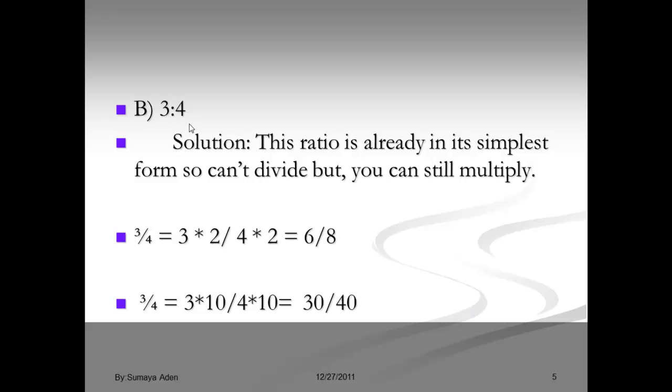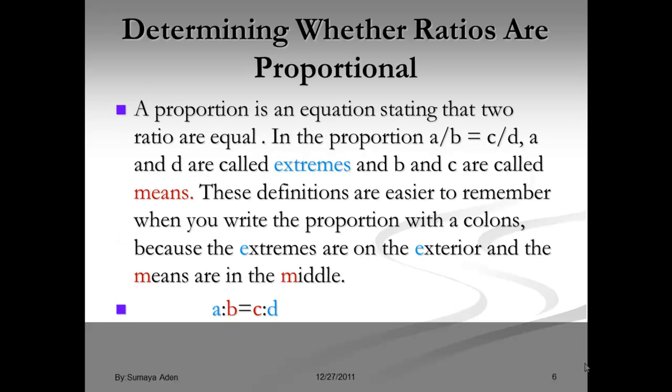B. 3 over 4. Solution. This ratio is already in the simplest form, so you can't divide, but you can still multiply. 3 over 4 equals 3 times 2 over 4 times 2, which equals 6 over 8. 3 over 4 can also equal 3 times 10 over 4 times 10, which equals 30 over 40.